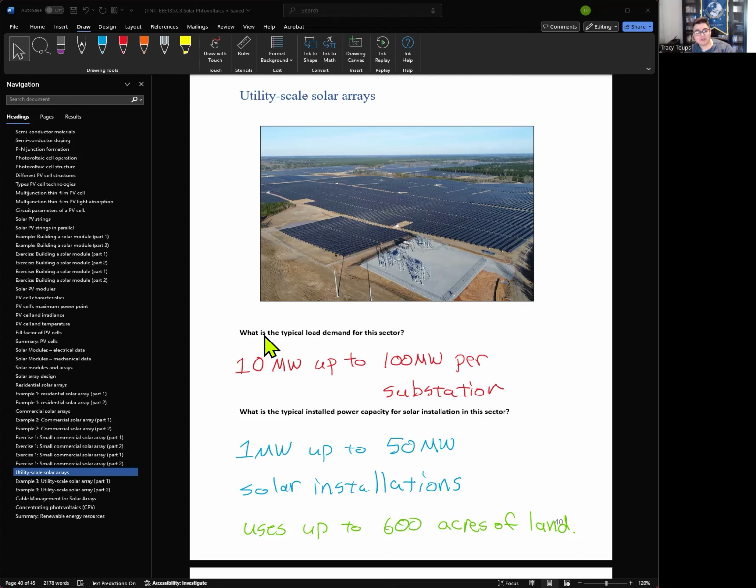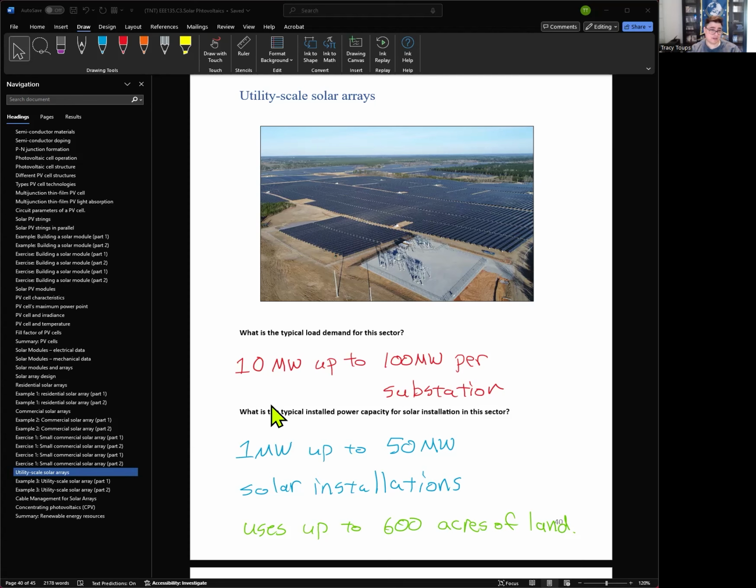Okay. So what is a typical load demand for this sector at a utility level? Our loads are typically considered either distribution substations to feed our neighborhoods around us or industrial sectors. Like you might have an oil refinery, a Tesla battery factory, or an Intel laboratory, right? So there are different levels of loads, but in general, you can expect a substation to be somewhere between 10 megawatts up to 100 megawatts.